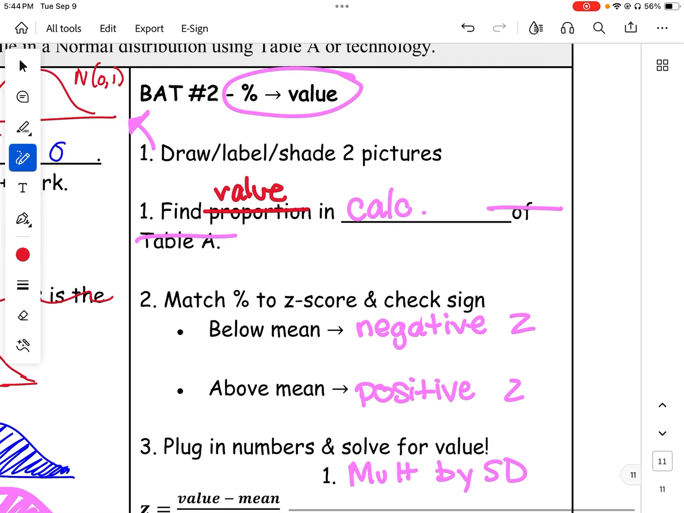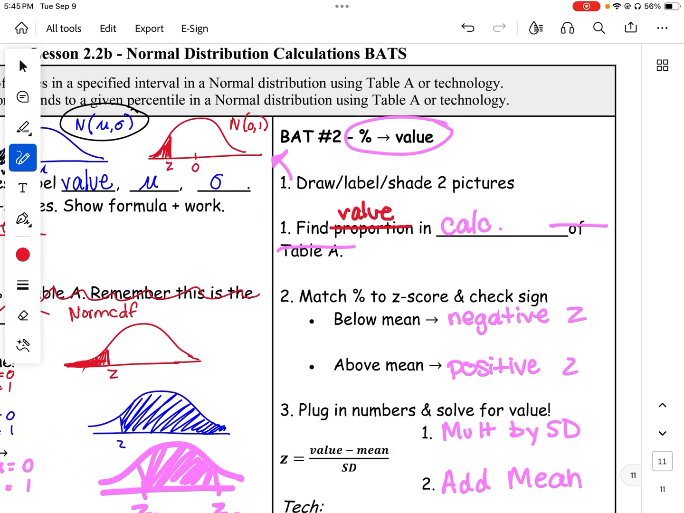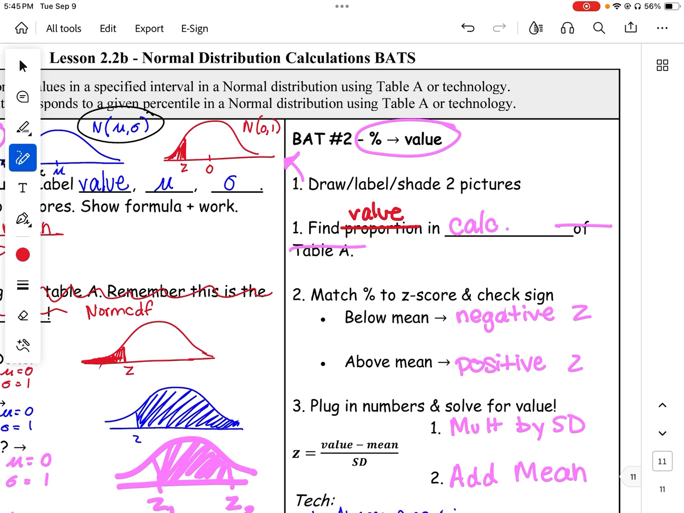The second type of question is you're given a percent and asked for a value. So you're going to draw, label, and shade two pictures, just like the last one. So I drew a little arrow. One with what you're given and one with the standard deviation and mean of the actual problem with the context. So you are going to find the value in the calculator. The way we find the value in the calculator is using inverse norm.